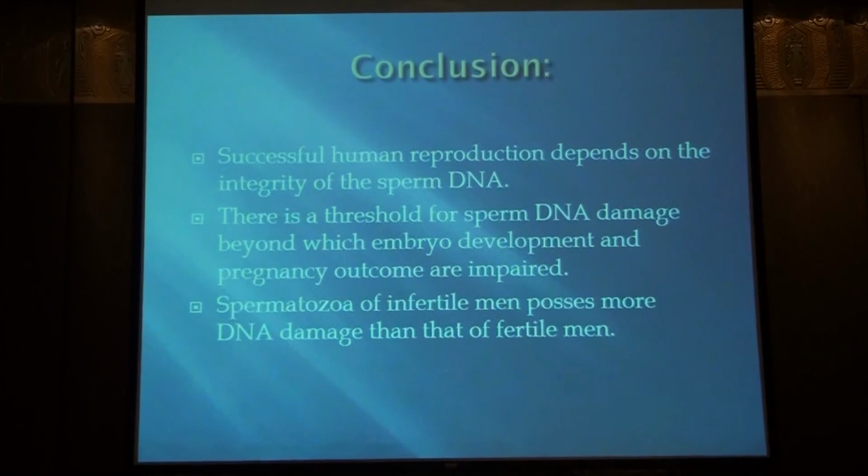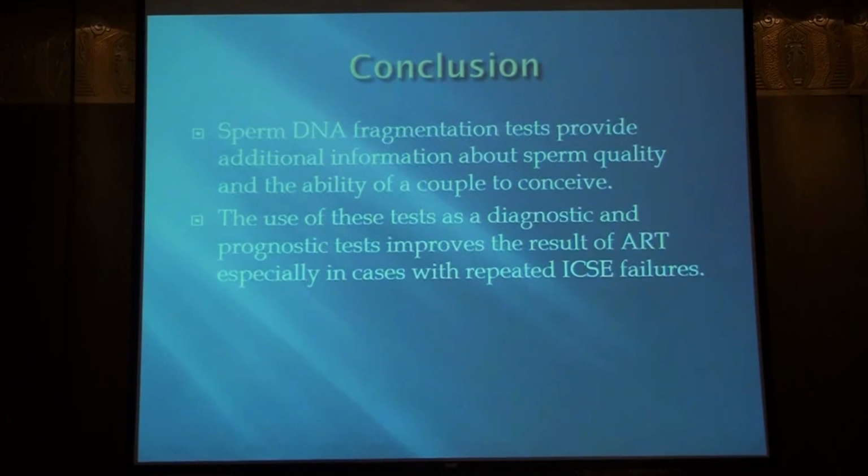In conclusion, successful human reproduction depends on the integrity of the sperm DNA. There is a threshold for sperm DNA damage beyond which embryo development and pregnancy outcome are impaired. Spermatozoa of infertile men possess more DNA damage than that of fertile men. Sperm DNA fragmentation tests provide additional information about sperm quality and the ability of a couple to conceive. The use of these tests as diagnostic and prognostic tests improves the result of assisted reproduction, especially in cases with repeated ICSI failures. Thank you.